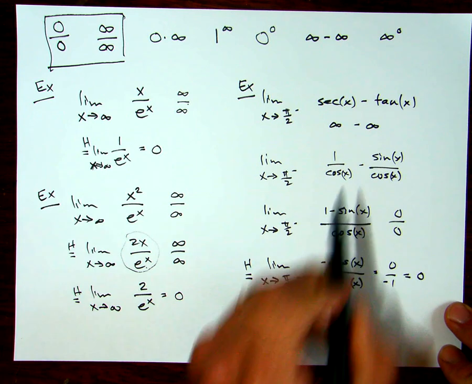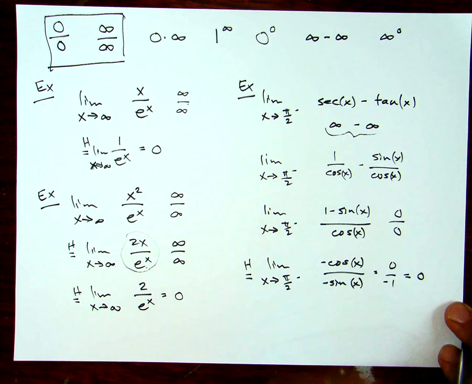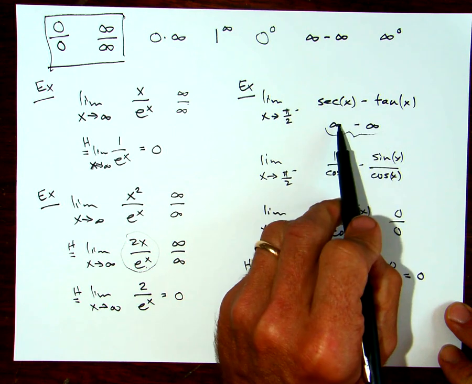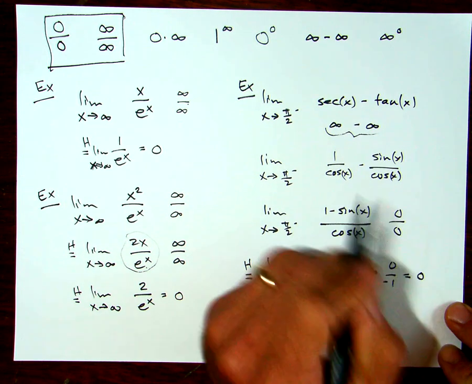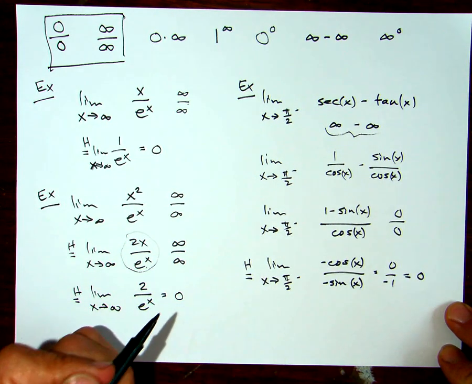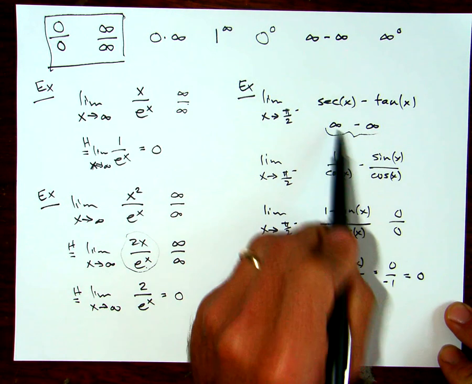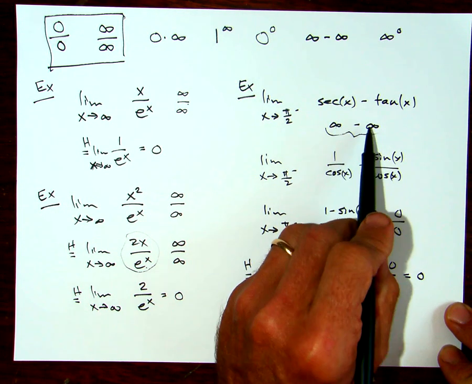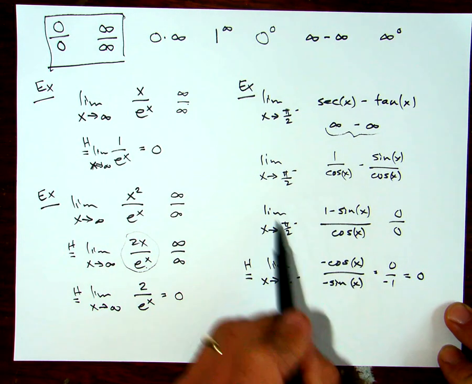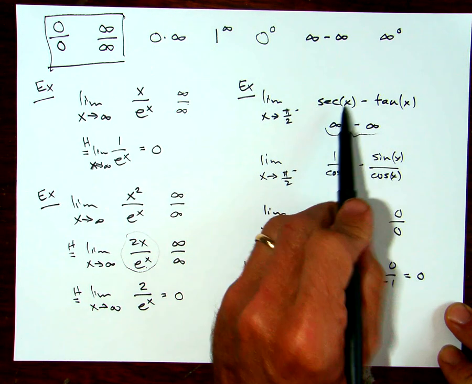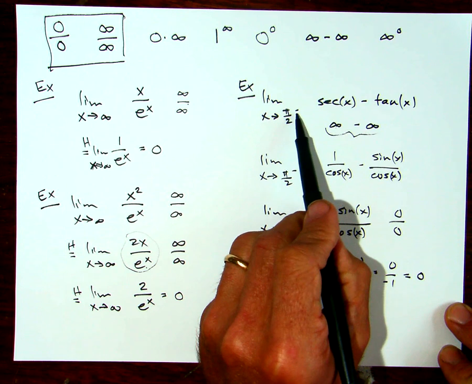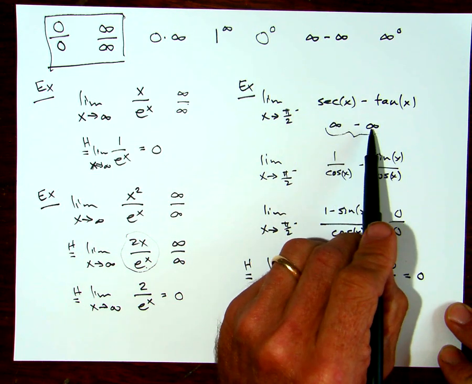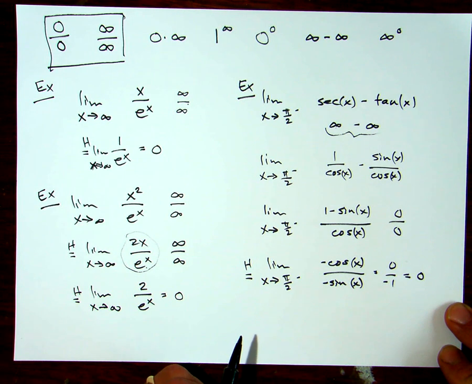So if we go back to our original, we said, well, are they going to infinity at the same rate or different rates, and how does that influence the limit? Well, I want to be clear, infinity minus infinity isn't 0, but what all this work has done is to show us that secant and tangent, as x approaches pi over 2 from the left, blow up to infinity at approximately the same rate, so that their limit would be 0.